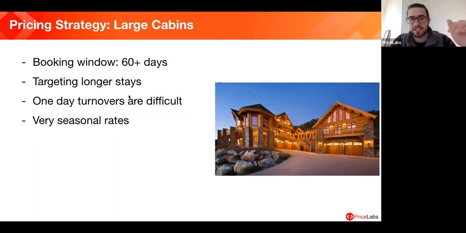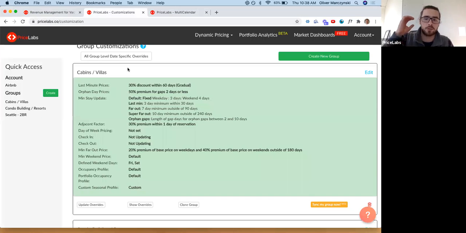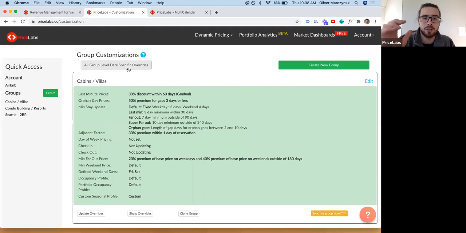So keeping in mind that large cabin profile, I wanted to jump into the PriceLabs platform and show you how you would set that in PriceLabs. First and foremost, all of these parameters and strategies that we're about to set can all be set on the group level.